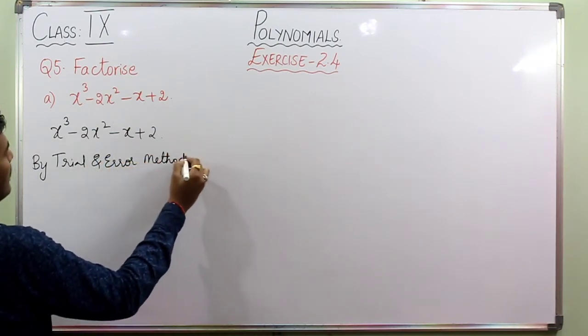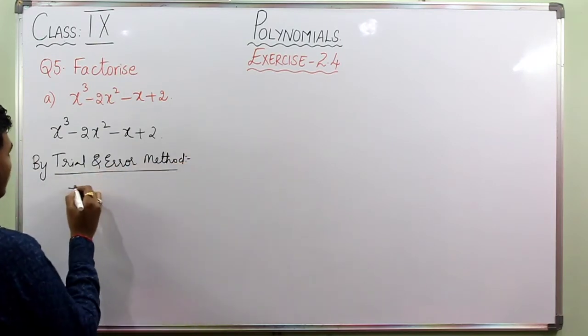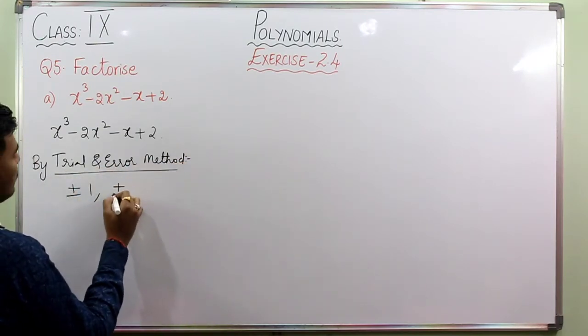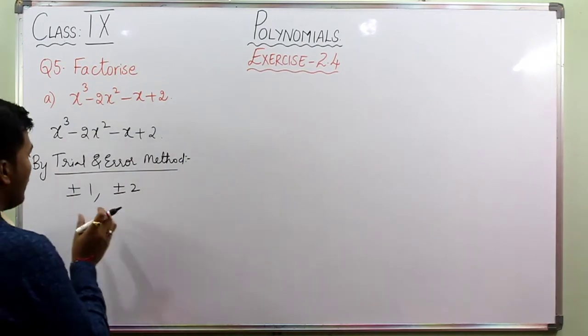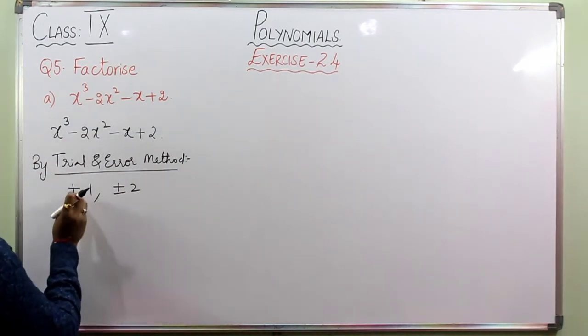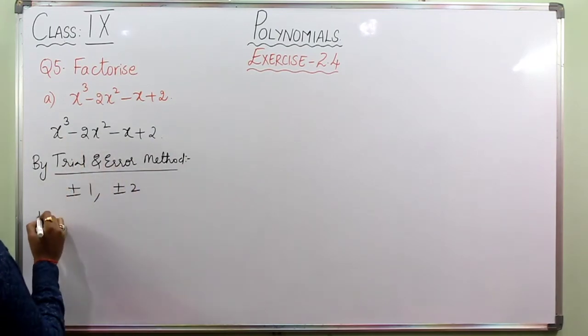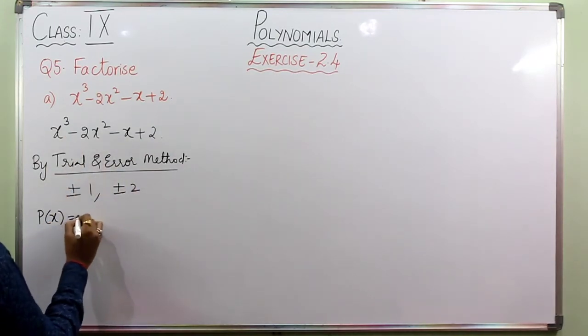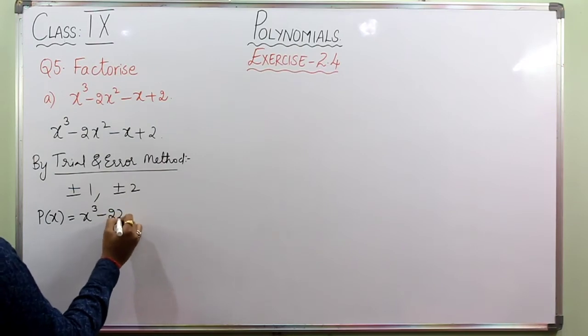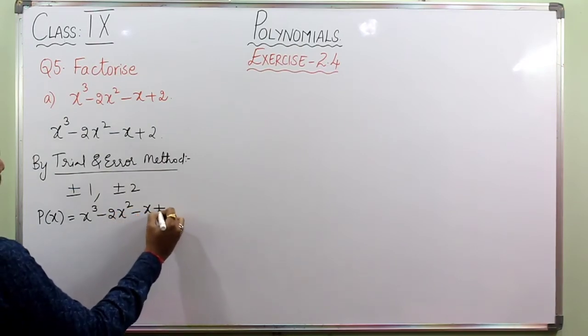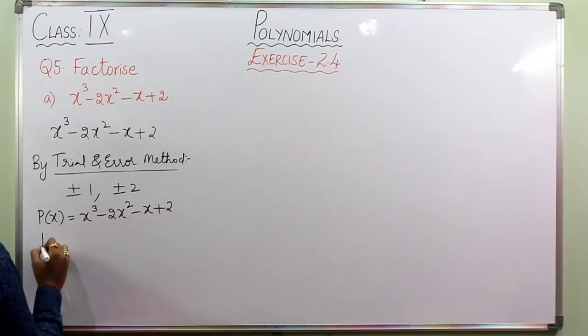Okay, so we will consider the factors of 2 here, that is plus or minus 1 or plus or minus 2. We will consider any one of these values, plus 1 or minus 1, plus 2 or minus 2, and substitute in p of x. So p of x is equal to x cube minus 2x square minus x plus 2. If I take 1 first, then it will become p of 1.